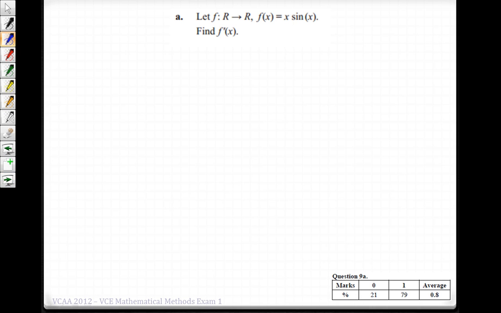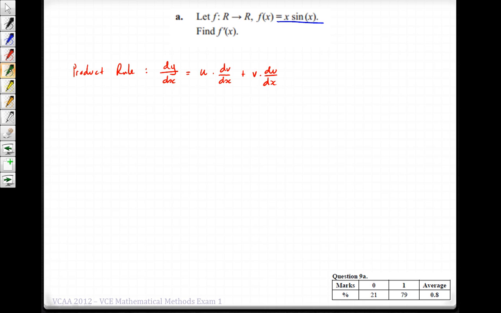Okay, so question 9a gives us a function f that is x sine x, and we're asked to find its derivative, f dashed x. So hopefully you can recognize that this is a product rule. So our product rule from our data sheet says that dy dx equals u by dv dx plus v by du dx. Oops, sorry, du dx.